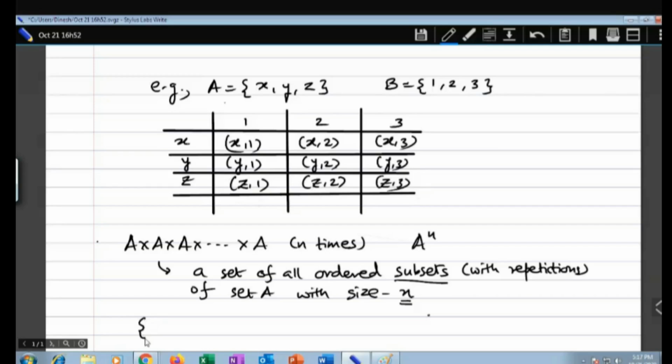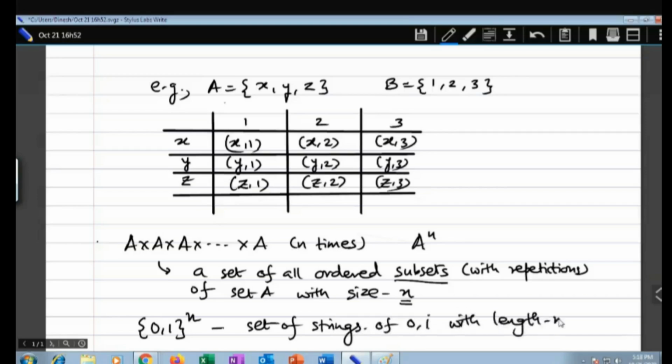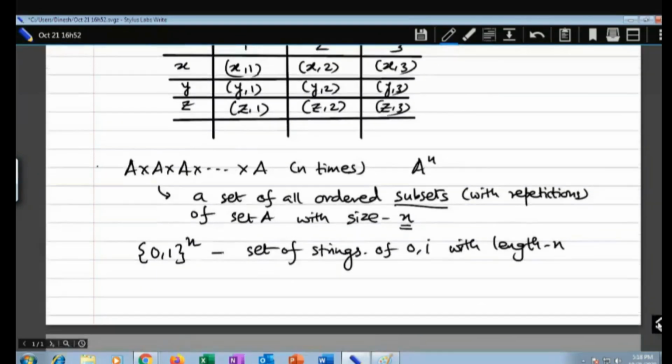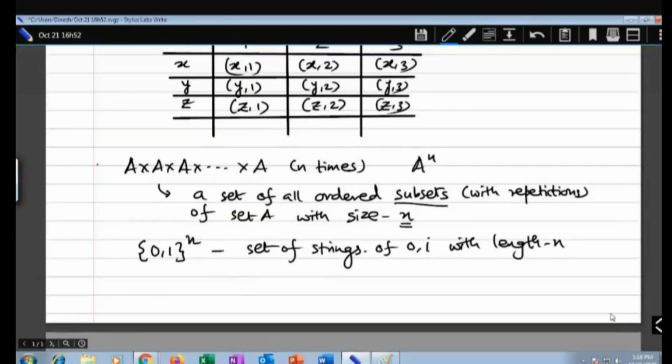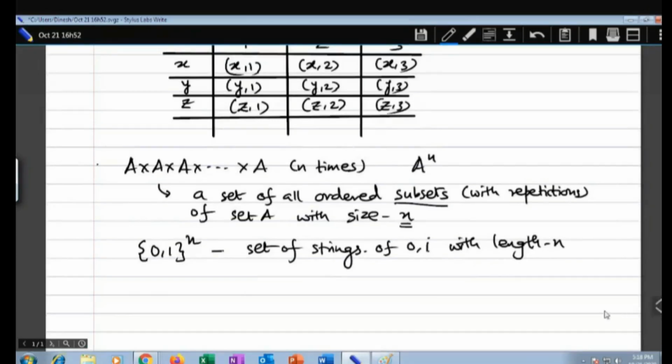For example, if you say {0, 1} raised to n, this will be the set of strings of 0 and 1 with length n. Many times this notation is used in the question paper, so people generally get confused about this. This is also used in many places. So let us start with the definition of relation.